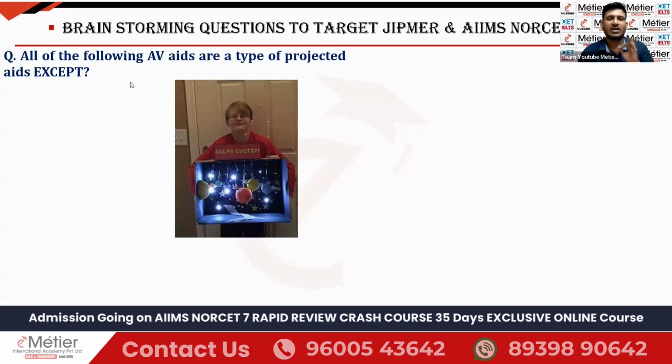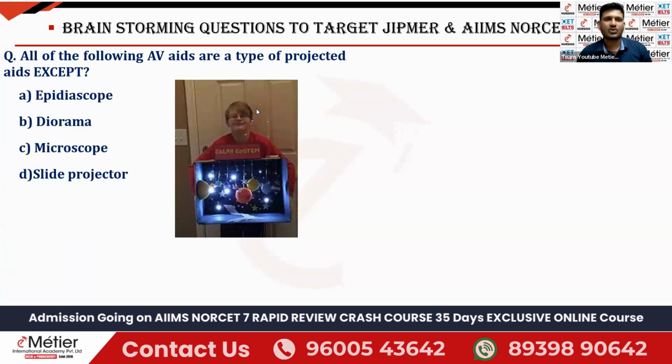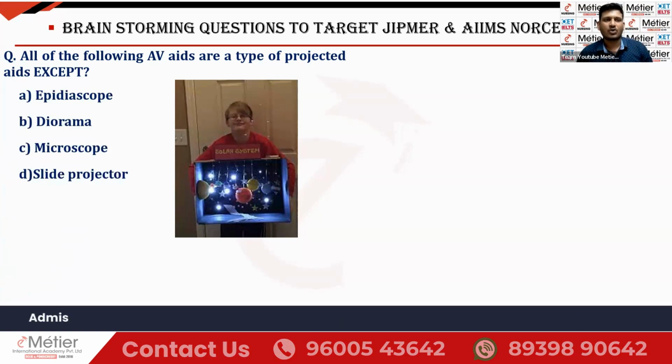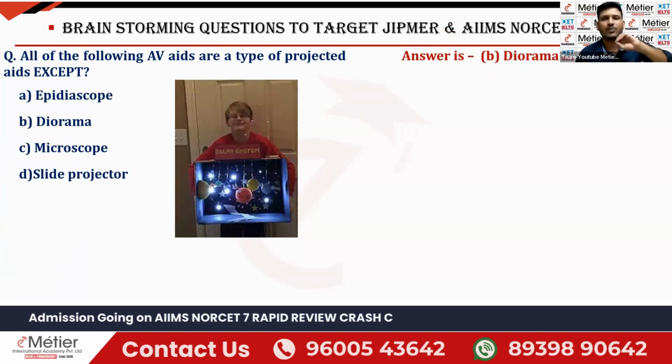So here, what is the question? It is an except question. All of the following AV aids are projected aids, except one. They have given four options: epidiascope, diorama, microscope, slide projector. And here the right answer is option B, that is diorama. Diorama is not a projected aid, whereas epidiascope, microscope, slide projector, everything is a projected aid.